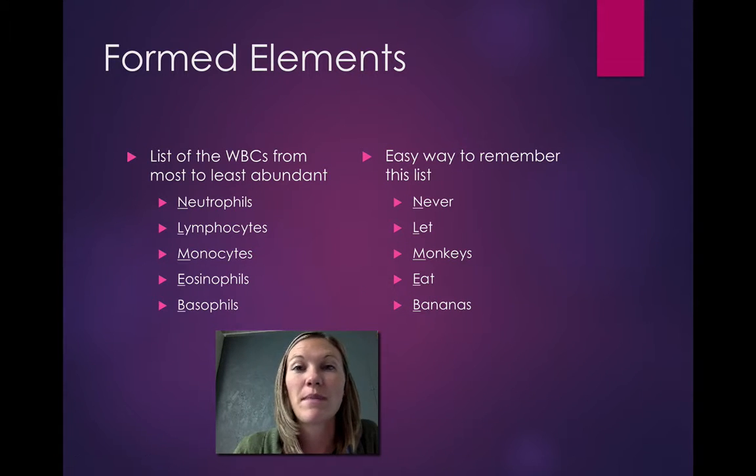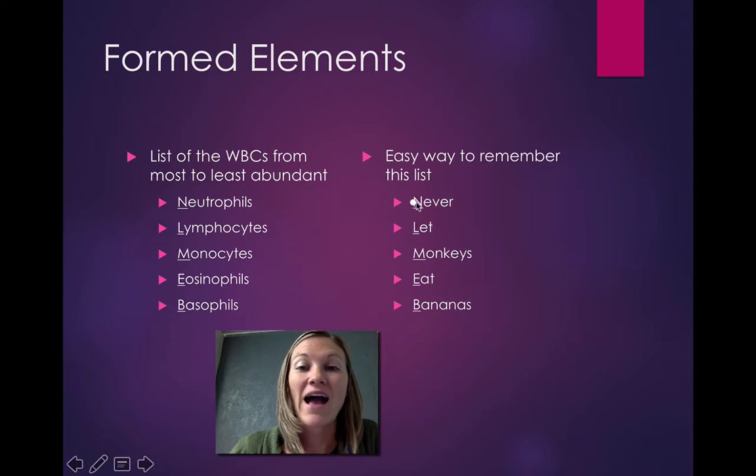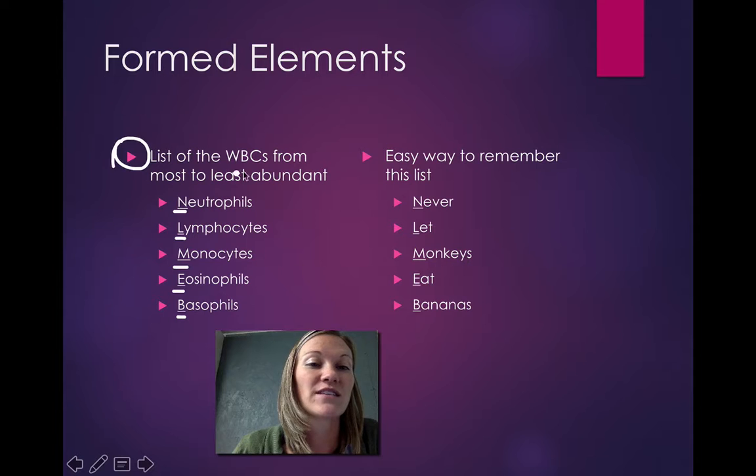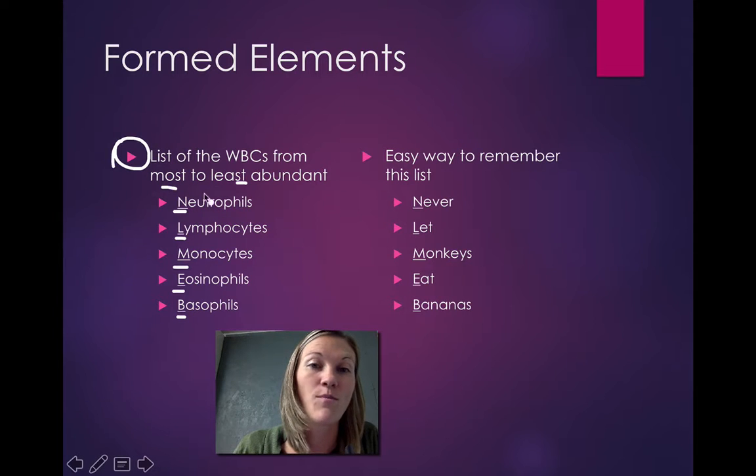In order to remember how common each of these are, there's a little memory aid that we can use. I always remember them by "Never Let Monkeys Eat Bananas." N stands for neutrophil, L is lymphocytes, M is monocytes, E is eosinophils, and B is basophils. This is the list of them from the most abundant to the least abundant in your body. So of your white blood cells, you have more neutrophils than anything else.